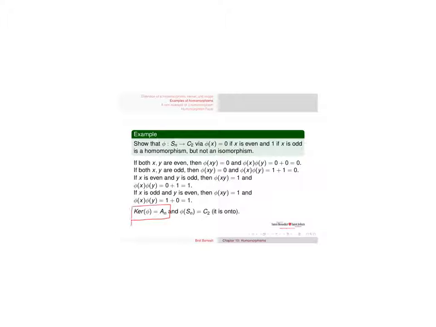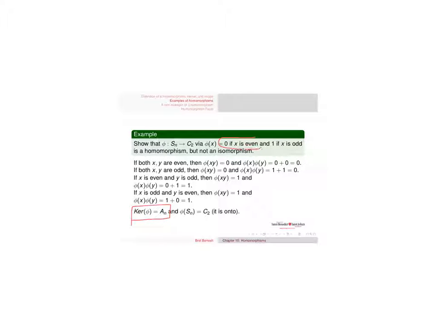If they're both odd, then again, an odd times an odd in the symmetric group gives you an even. So you still get 0. Phi of x is 1, phi of y is 1, you add them together, you get 0. If x is odd and y is even, then an even times odd is an odd, which is 1. Phi of x is odd, so you get 1, phi of y is even, so you get 0, and the sum is 1. Vice versa too, same.